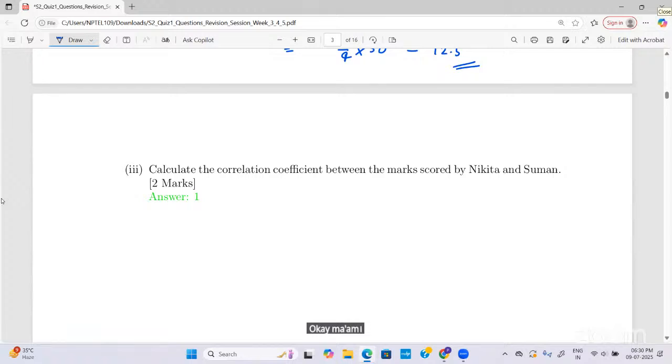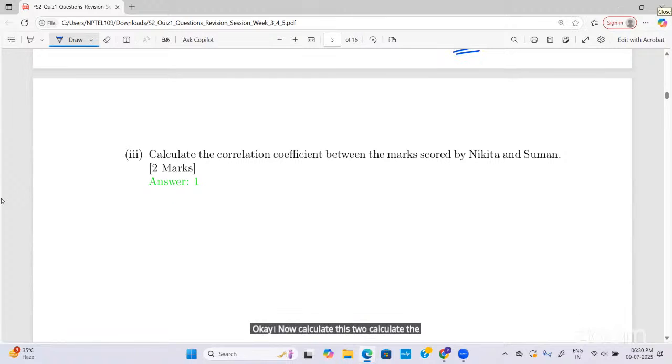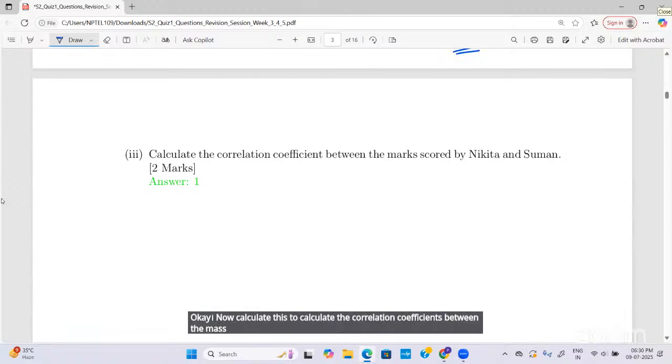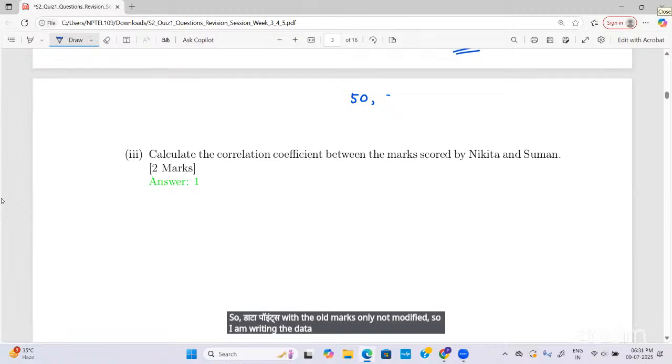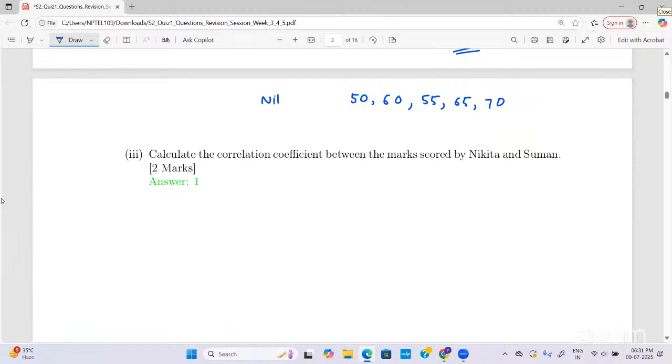Okay, now calculate this. Calculate the correlation coefficient between the marks scored by Nikita and Suman. Ma'am, am I writing the new marks or the old marks? With the old marks only, not the modified marks. So I'm writing the data points here: 50, 60, 55, 65, and 70. This is the marks for Nikita.